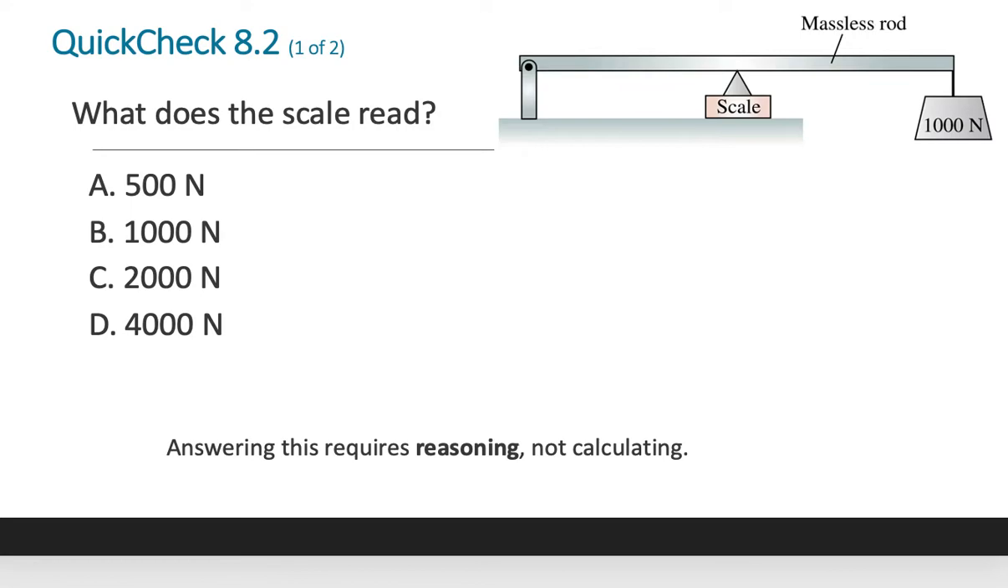Let's look at another example. What does the scale read? Let's analyze the situation here. We have a scale that is pushing upwards, holding up our rod. We also have a 1,000 Newton weight that's pulling down on our rod. Oh, one more thing, we forgot about the force at our hinge point, the force of the pivot. We have 2 criteria that we need to solve for.